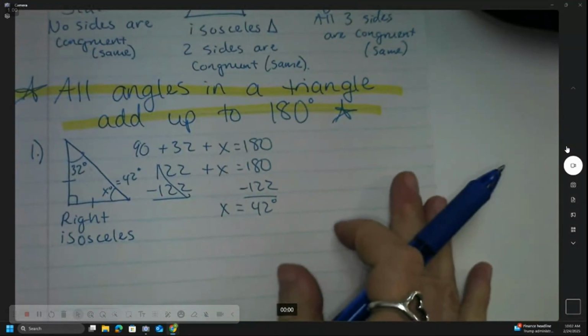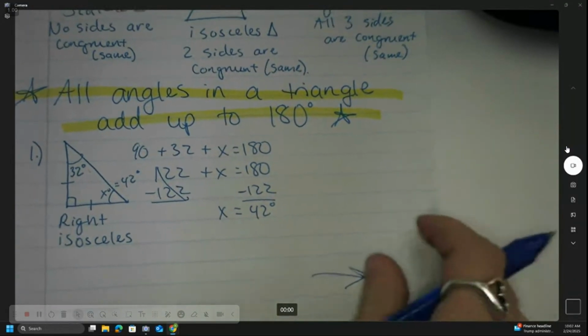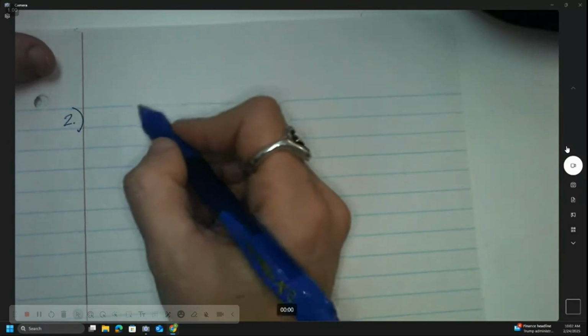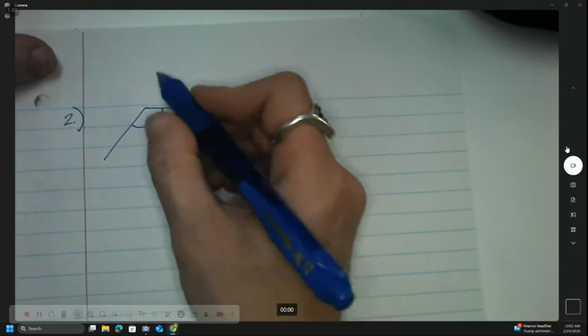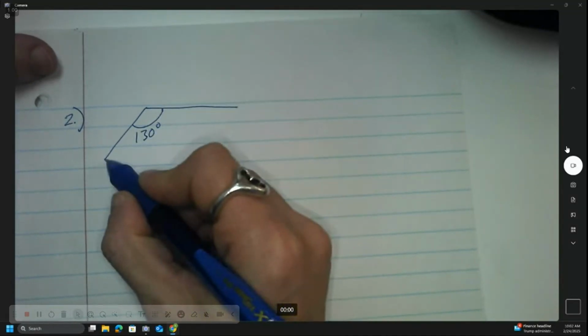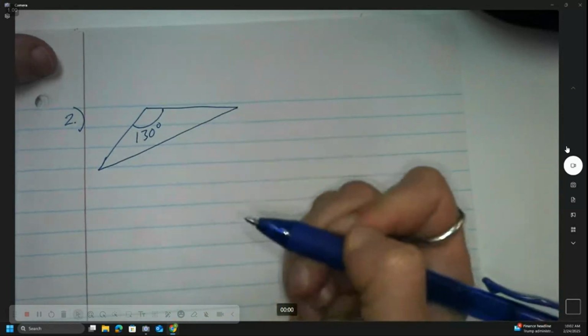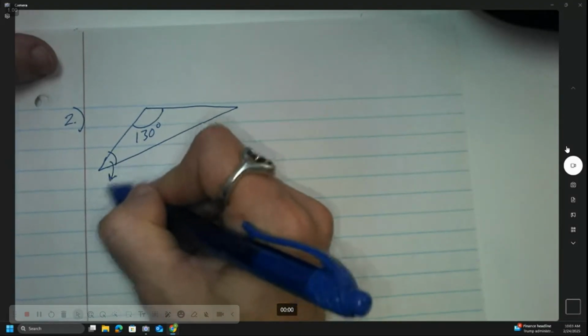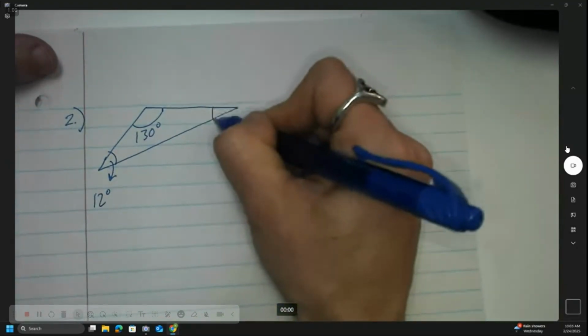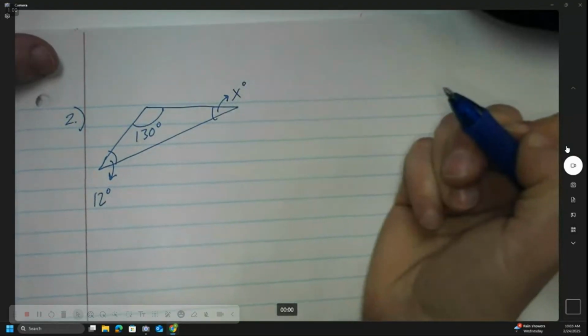Okay, let's do another one. I'm going to go ahead. I'm running out of room. Number 2, I'm going to write on the other side here. Number 2, I'm going to go ahead and do an obtuse angle. And this obtuse angle is going to be 130 degrees. Close it in to make it a triangle. I'm going to say this angle here is 12 degrees. And this angle we got to solve for. It's x. Okay?